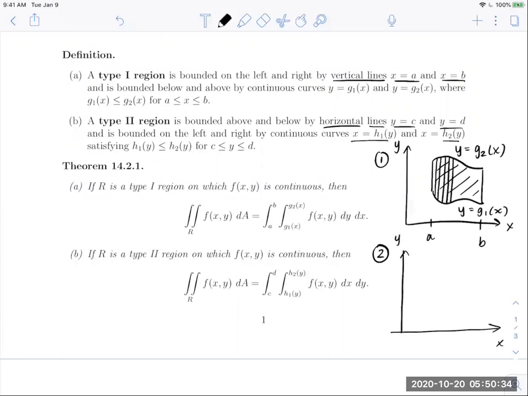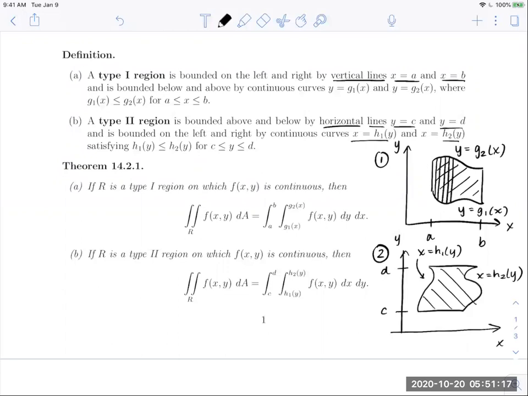So along the y-axis, choose your C and D values, and we're going to have horizontal lines there. And then we want continuous curves on the sides. Okay, so here's our continuous curves. On the left, we have x equals h1 of y. On the right, we have x equals h2 of y. All right, and then here's our region in between.